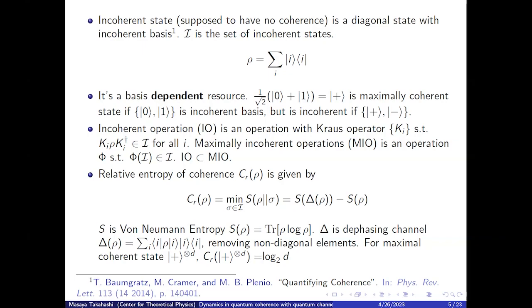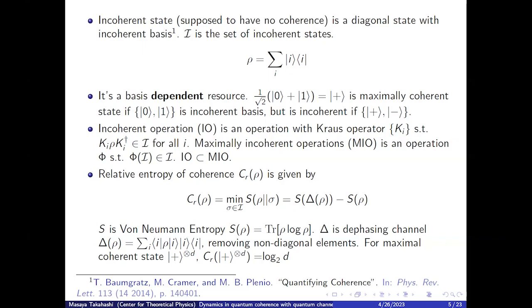An incoherent operation, sometimes written IO, is an operation with Kraus operators such that, for any i, the state after the Kraus operator is also an incoherent state, meaning it will be diagonal. The maximally incoherent operation, written MIO, is an operation such that the state after the operation is also diagonal. So obviously incoherent operations are a subset of maximally incoherent operations.